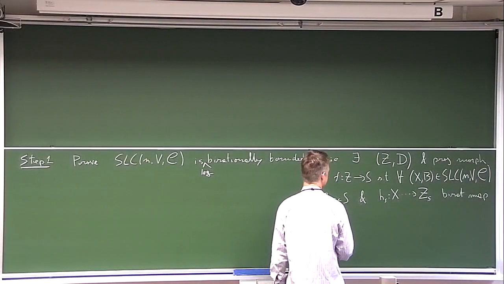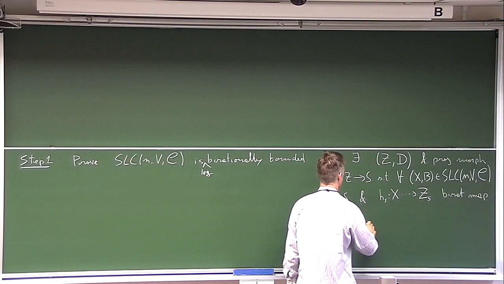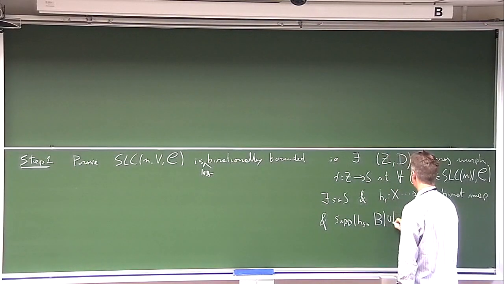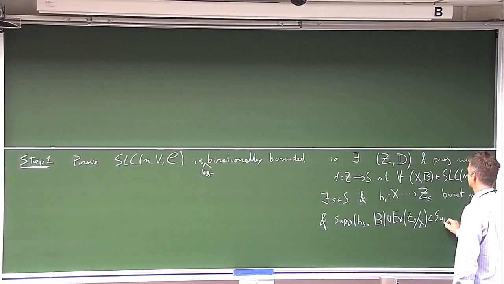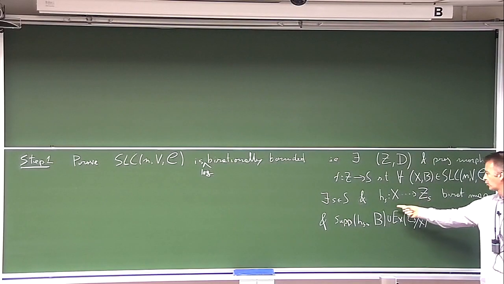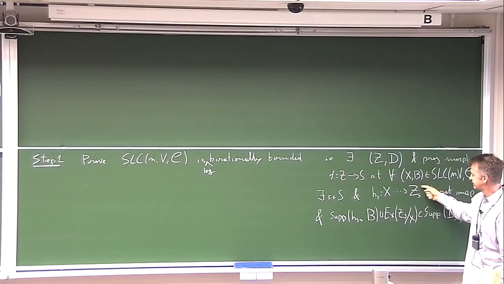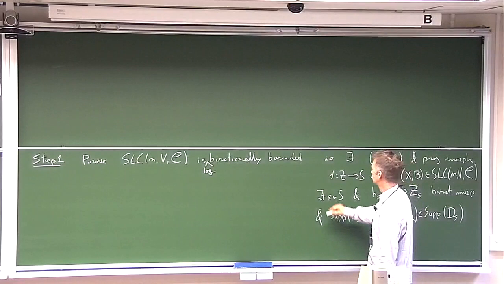And you want that under this birational map, the support of the push forward of the boundary divisor B, union with the exceptional locus for h_s inverse, so let's just say for Z_s over X, is contained in the support of this divisor D. So this divisor on Z has to keep track of whatever the push forward of B is on Z. Not only that, but also whatever divisors are exceptional for Z_s over X, or whatever divisors are extracted by this map. So you need to keep track of these two pieces of information.